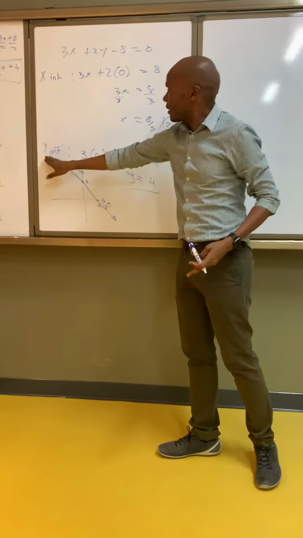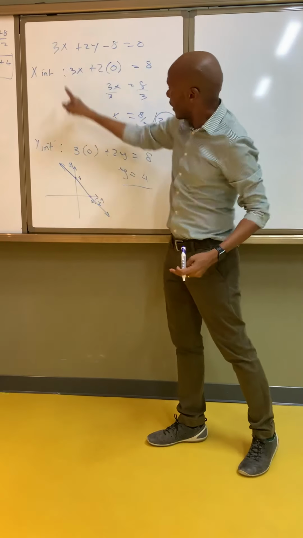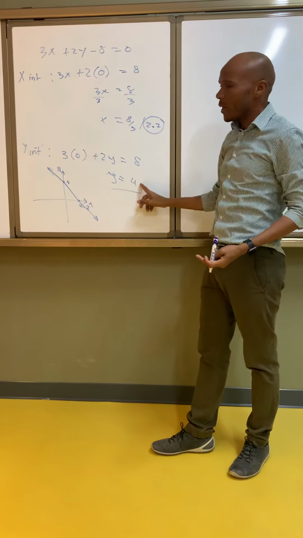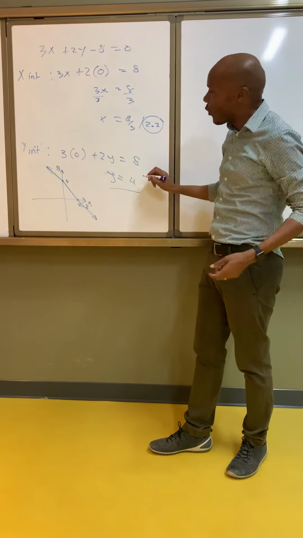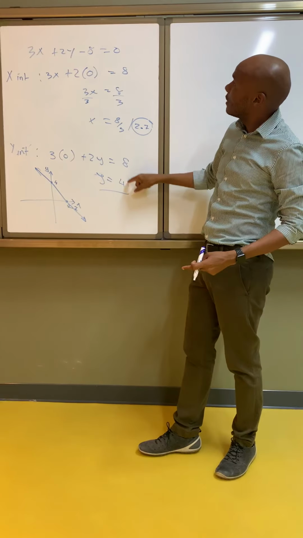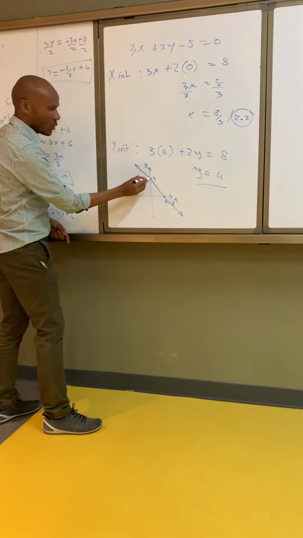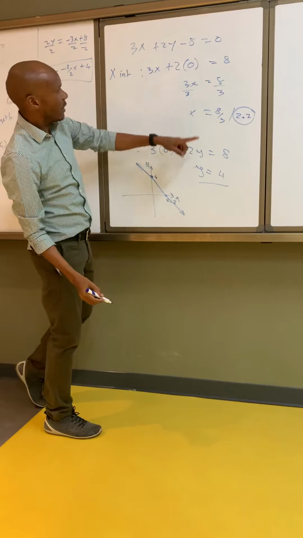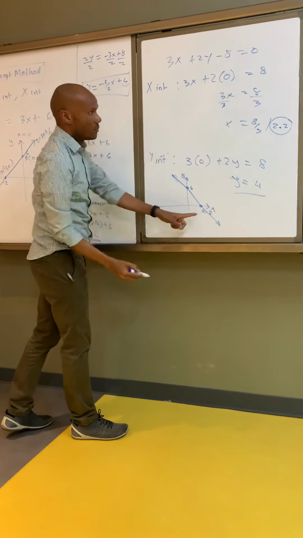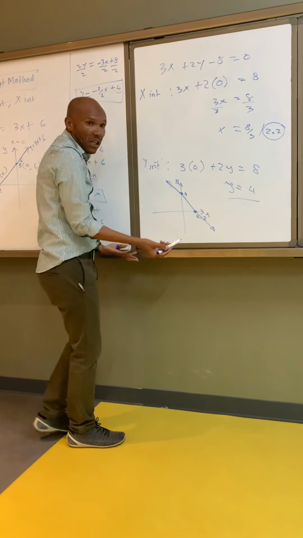What about your y-intercept? If you want your y-intercept, make your x 0. Your x is 0 there, you'll remain with 2y is equal to 8, your y is equal to 4. So now you know where your line is going to cut the y-axis and the x-axis. It's going to cut y at 4. Makes sense, right? Remember, that is your c. Then your x-intercept at that point. Now you join both of them and you're done.